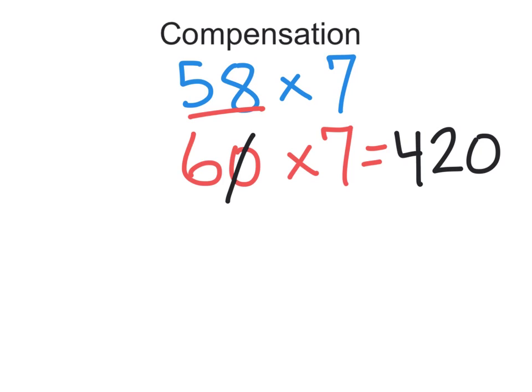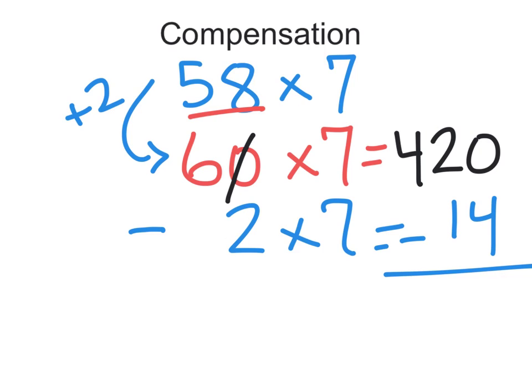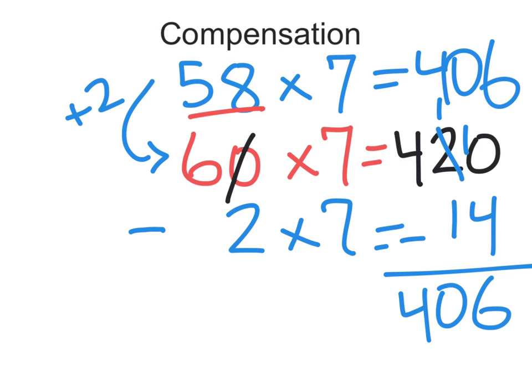But you'll notice that to go from 58 to 60, we added 2 groups of 7. So now, to get back to 58, I have to subtract 2 groups of 7. 2 times 7 is 14, so I subtract that from 420, and I get 406. And that is the answer.